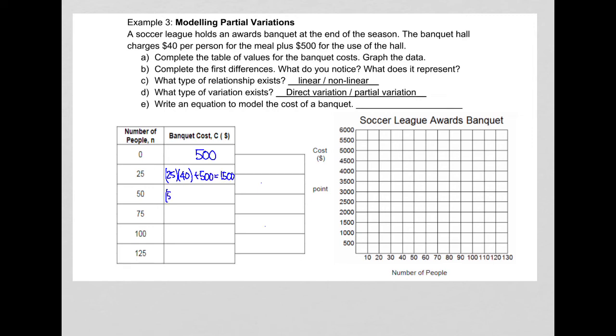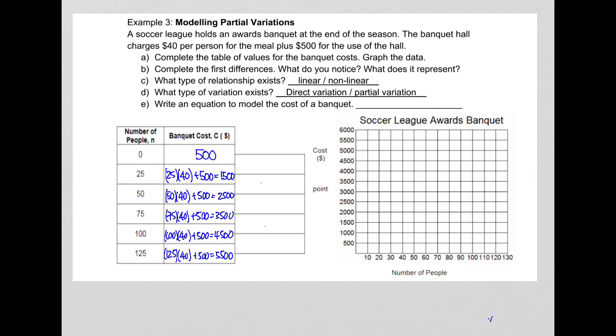Next one will be 50 times by 40 plus 500. Then you get 2,500. So the next one, you will do 75 times by 40 plus 500. You're going to get 3,500. 100 times by 40 plus 500, you get 4,500. 125 times by 40 plus 500, you're going to get 5,500. So that finishes the table.